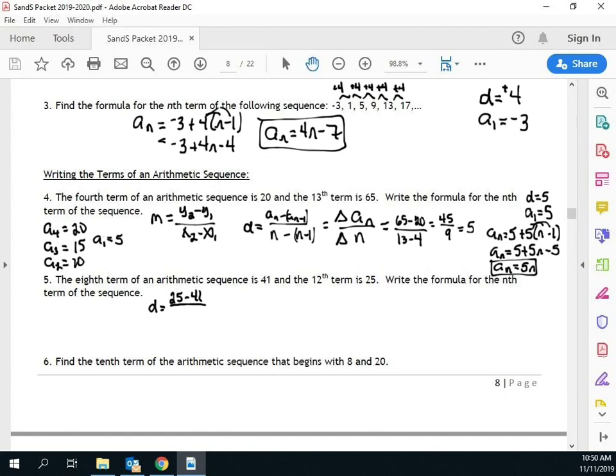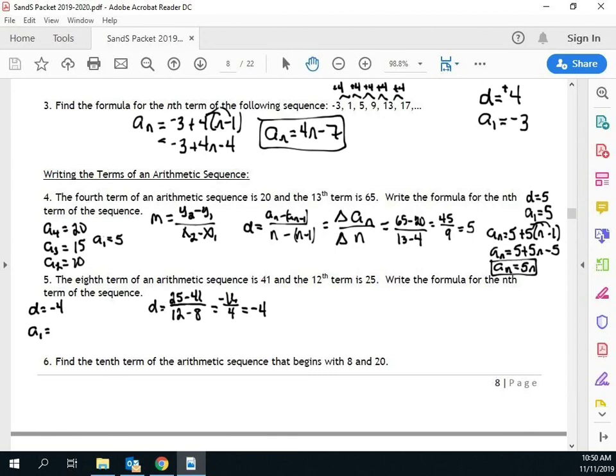So 8th term to 12th term. So what, negative 16 over 4? Common difference is negative 4. So I'm going to come over here to the side. You know what? I'll put it right here. So then all that's left is finding a sub 1. Again, if you wanted to, guys, 41 is where we're at. Common difference is negative 4.